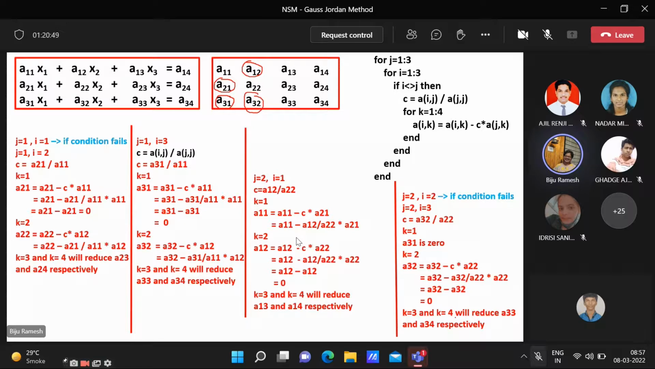Therefore something will happen to this and this. Okay, some value will be written there. Is it clear? Like this it goes on. I was not able to show all the calculations here. I think this will help you. Yes or no, everybody?